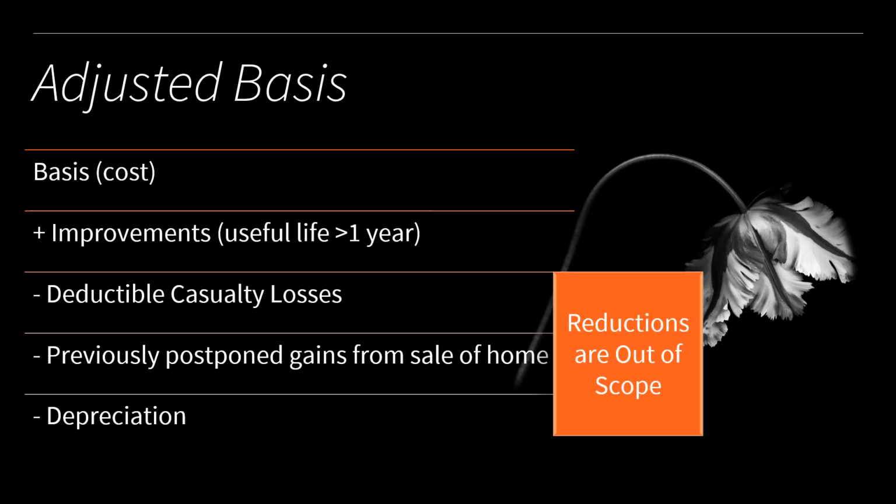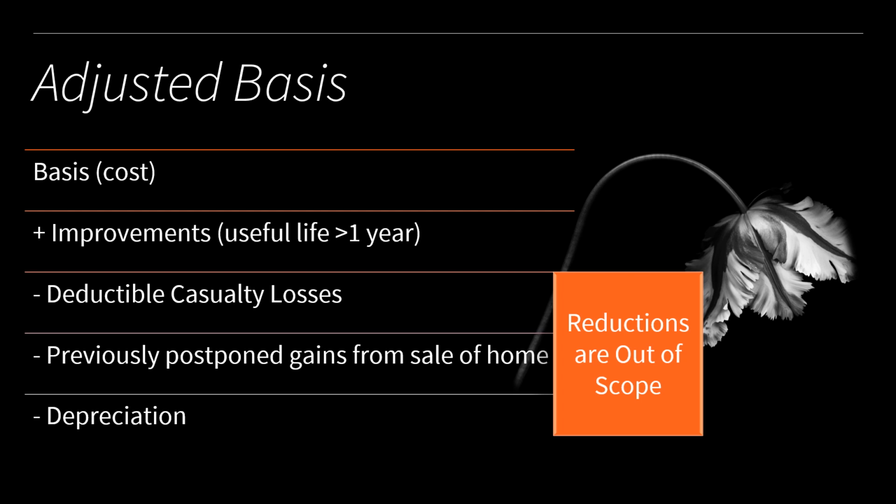Now we can talk about what adjusted basis is for a home. So whatever the cost was to the taxpayer is the original basis, right? Well, over the course of the time they owned that home, it's very likely that they made some improvements. Maybe they had additions, they redid the bathroom, anything that they did to the home that had a useful life of greater than a year.